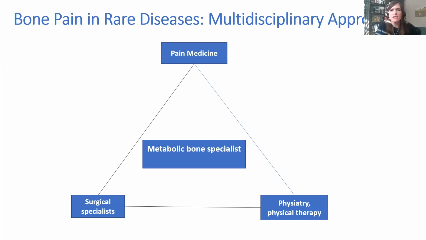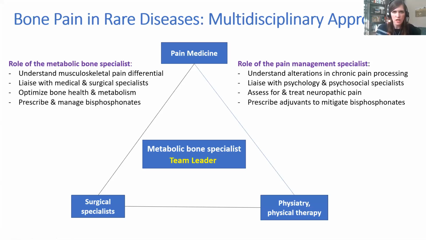This is my last slide, and it really emphasizes the multidisciplinary approach to pain management and rare diseases. So, orthopedic pain is very common in patients with rare bone diseases, and the consequences of missing it can be really disastrous. So having a good surgical specialist involved is critical. And I hope I have convinced you that physiatry is an important and often underutilized specialty. However, I'd like to make a pitch that the metabolic bone specialist really should be the team leader in patients with chronic rare bone pain.